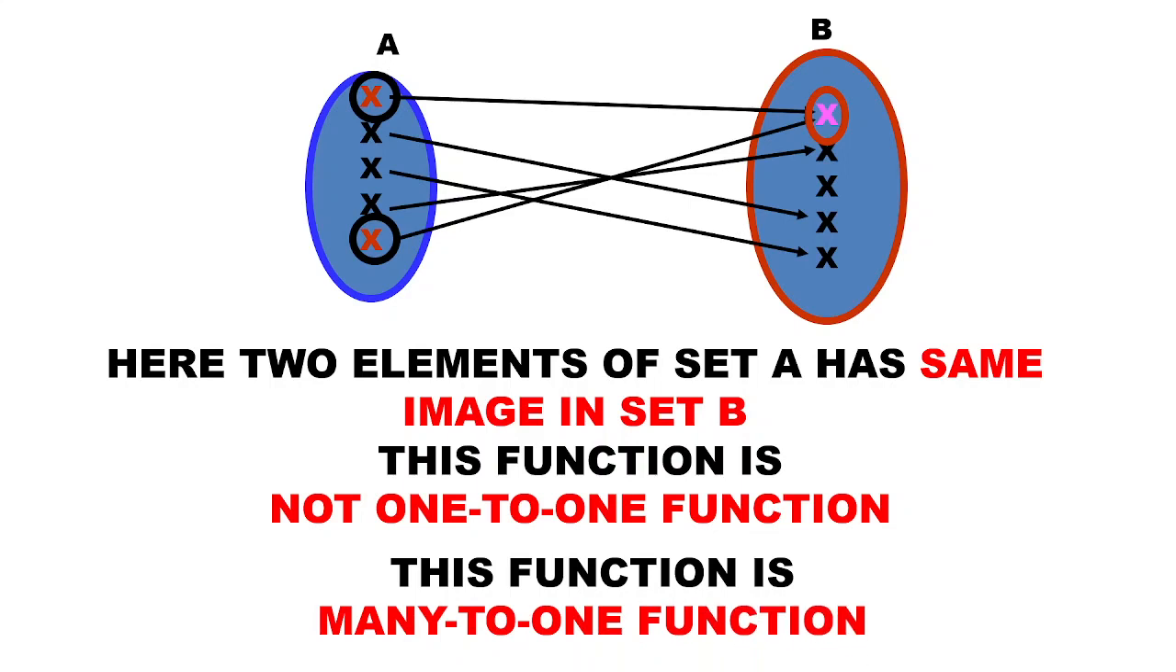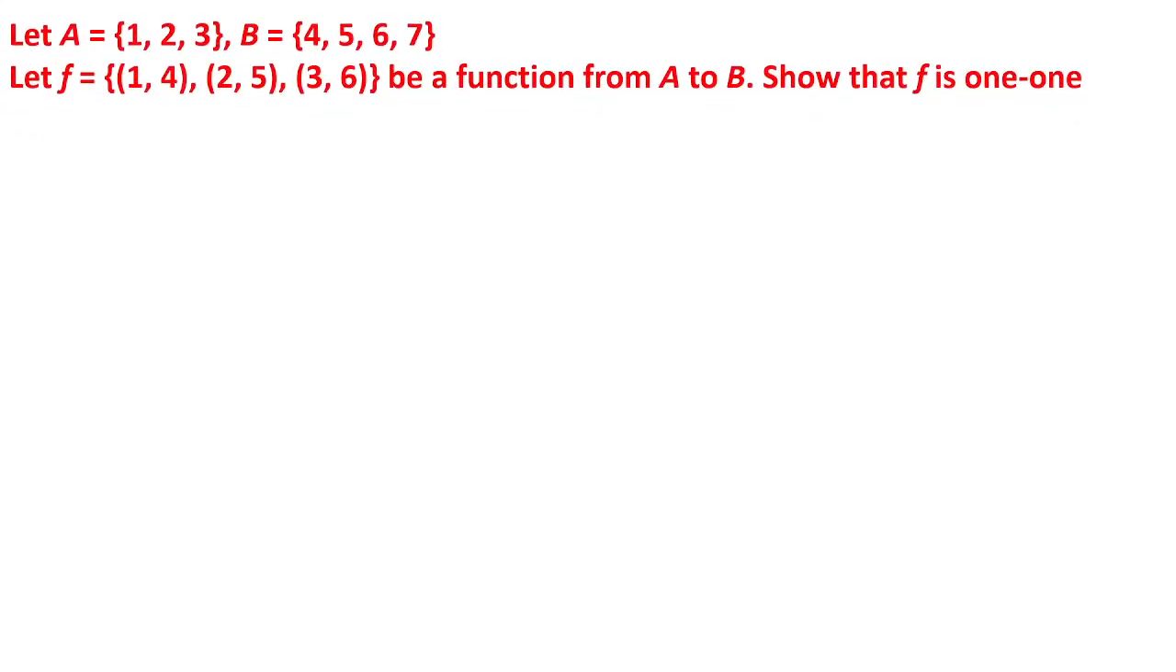Many pre-images are connected with an image on the right hand side. Many to one. Finish. Well, now I am taking one example, show that f is 1-1.